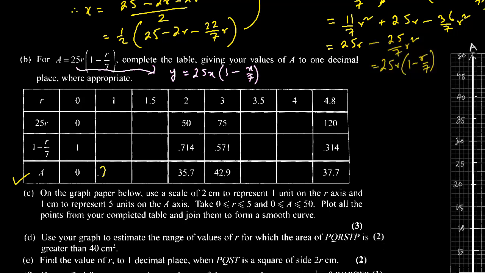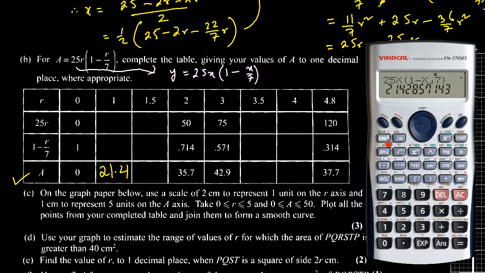So let's fill this up, 21.4. The next thing, again press the calc button, that is 1.5. So this is 1.5. That would give us 29.5.